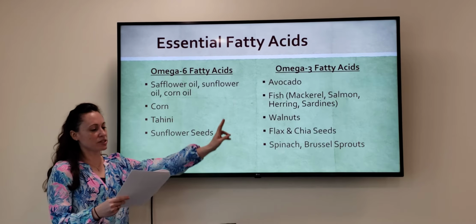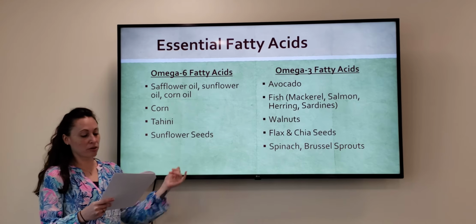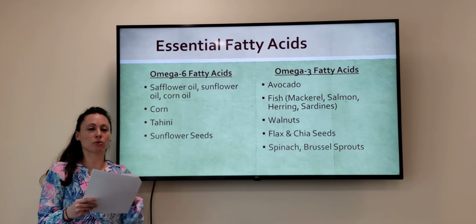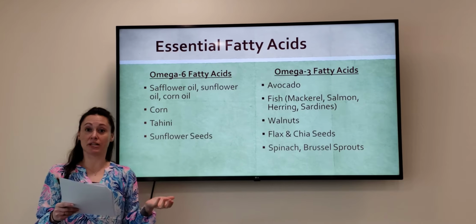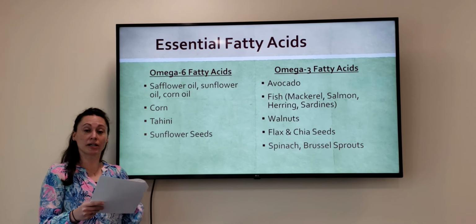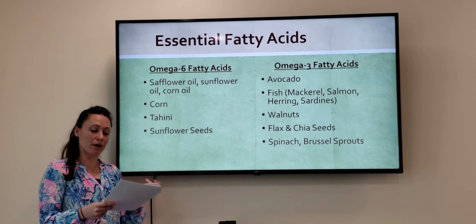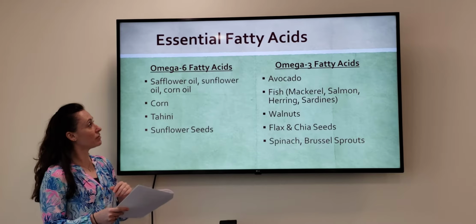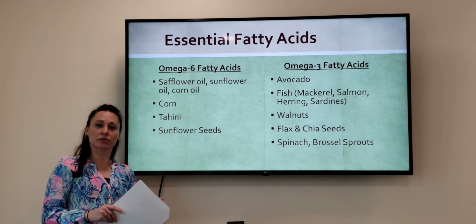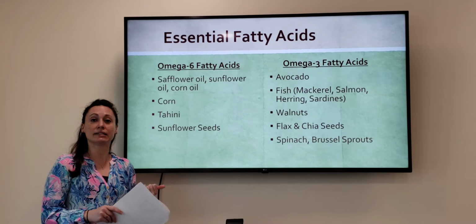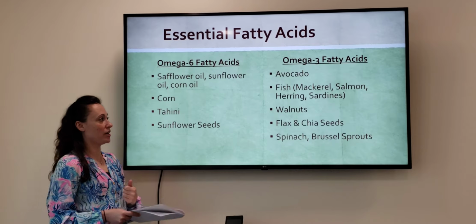So you can see the different types of examples that I have under omega-6 fatty acids and omega-3. And the roles that these fatty acids play in helping with our overall health are some examples of regulating blood clotting, regulating our genes. They play a role in supporting a healthy immune system by controlling inflammation, and also helping us absorb certain vitamins and minerals, such as vitamin A, D, E, and K. And of course, we all know that fat is a source of energy as well.